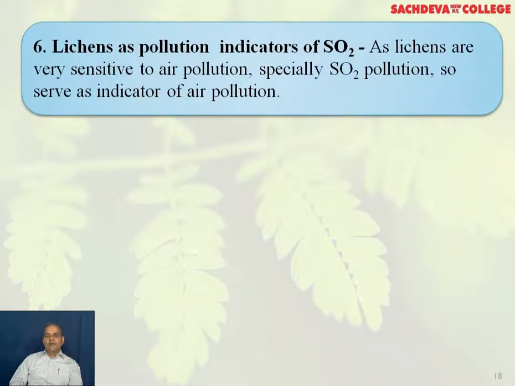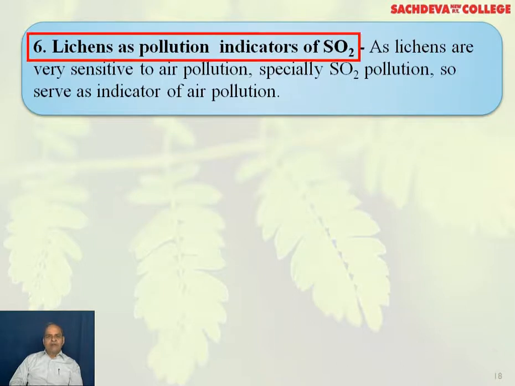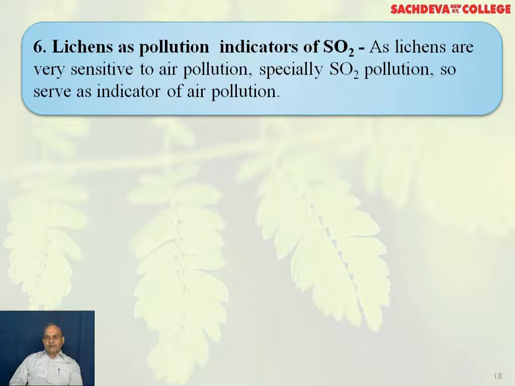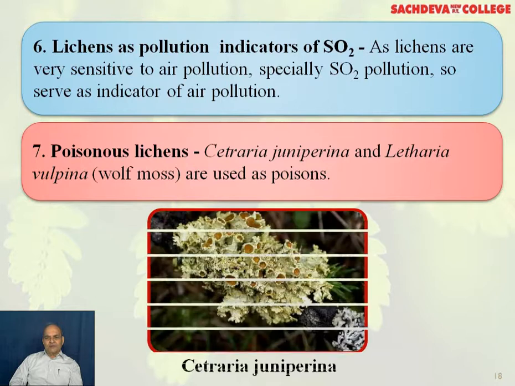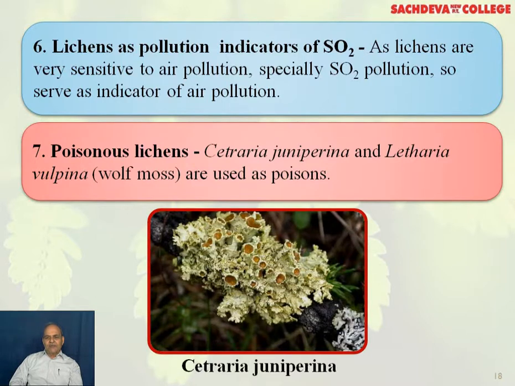Lichens as pollution indicators, particularly of SO2. Lichens are very sensitive to air pollution, especially SO2 pollution, so they serve as indicators of air pollution. Poisonous lichens, Cetraria juniperina and Letharia vulpina, wolf moss, are used as poisons. This is Cetraria juniperina.